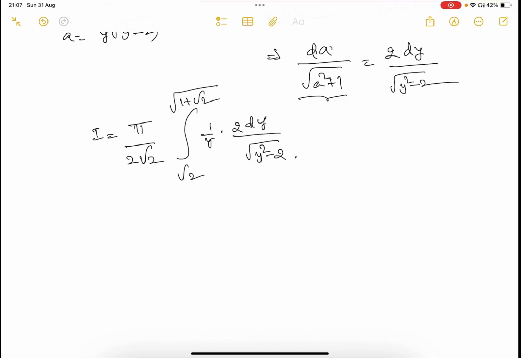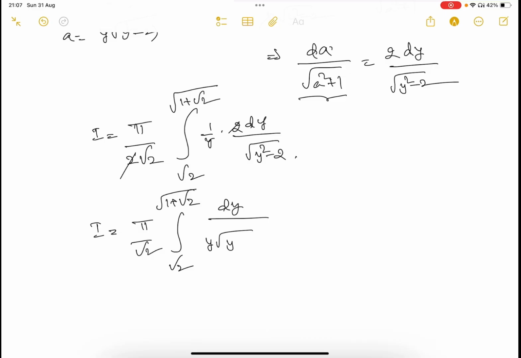Fine. So let's do simplifications here. These two will get cancelled, right? Then I is pi by root 2 into the integral with limits root 2 to 1 plus root 2 of dy by y into root y square minus 2. Fine.